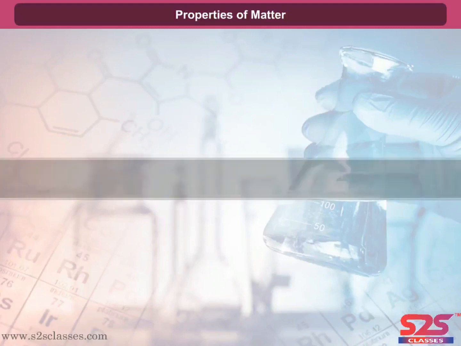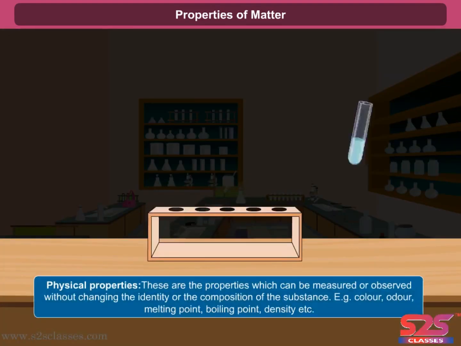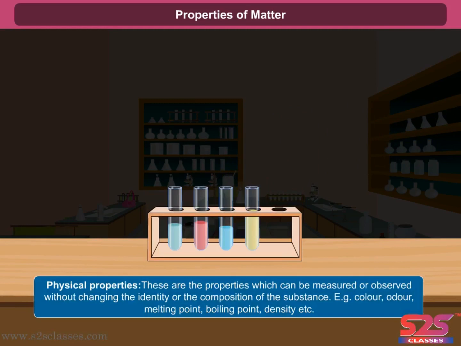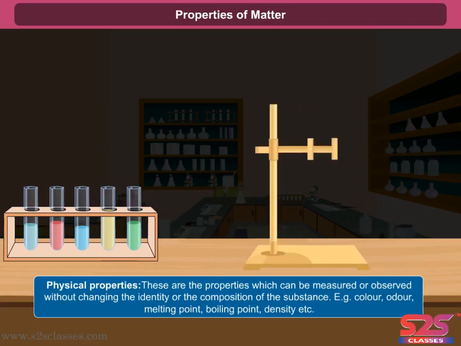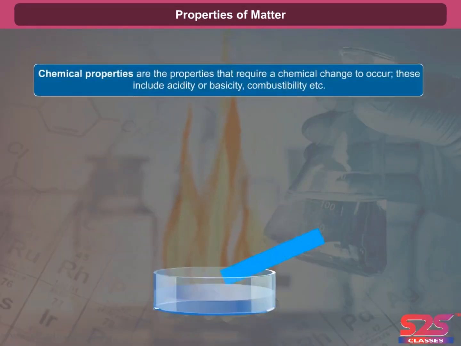Properties of matter. Every substance has a unique or characteristic property. These properties can be classified into two categories: physical properties and chemical properties. Physical properties are those properties which can be measured or observed without changing the identity or the composition of the substance. Example: color, odor, melting point, boiling point, density, etc. Chemical properties are the properties that require a chemical change to occur. These include acidity or basicity, combustibility, etc.